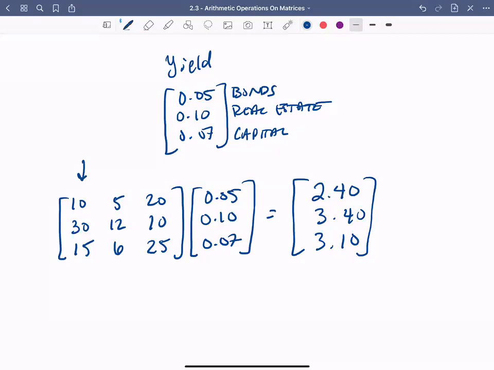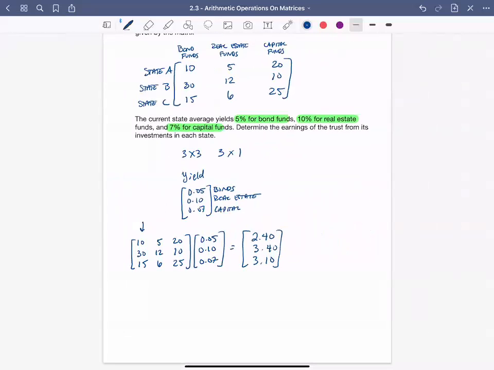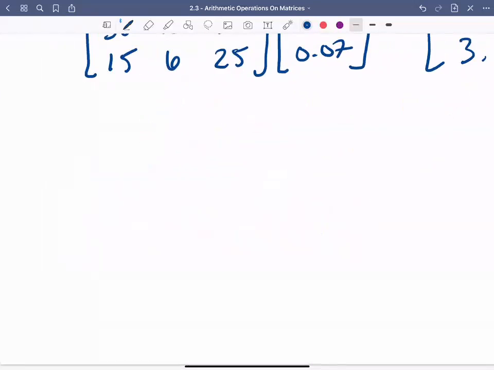Now, one final thing for this section. This is not even a big one. This is actually a really easy one. It's called a scalar multiplication. So, scalar multiplication.